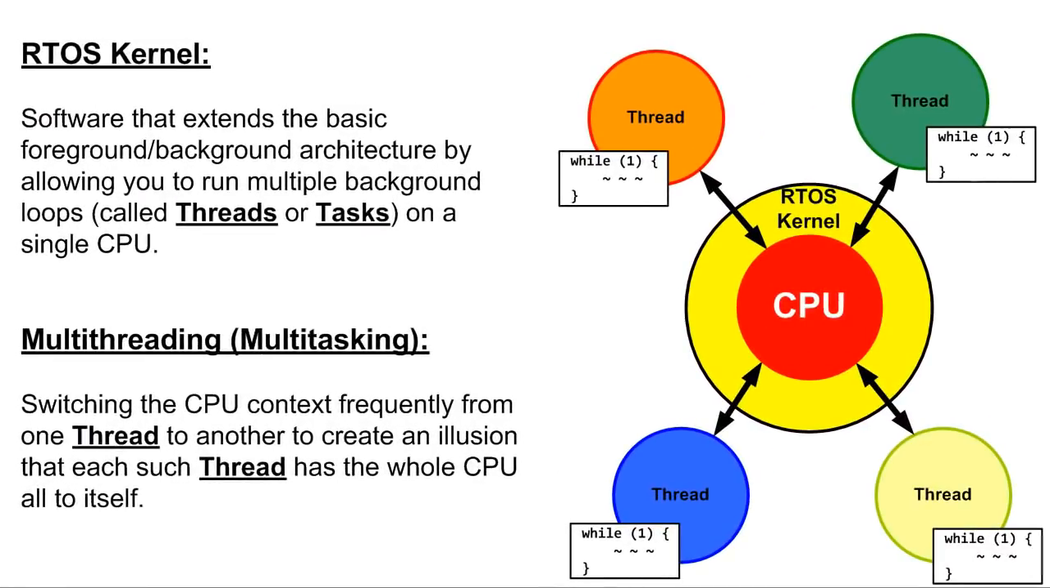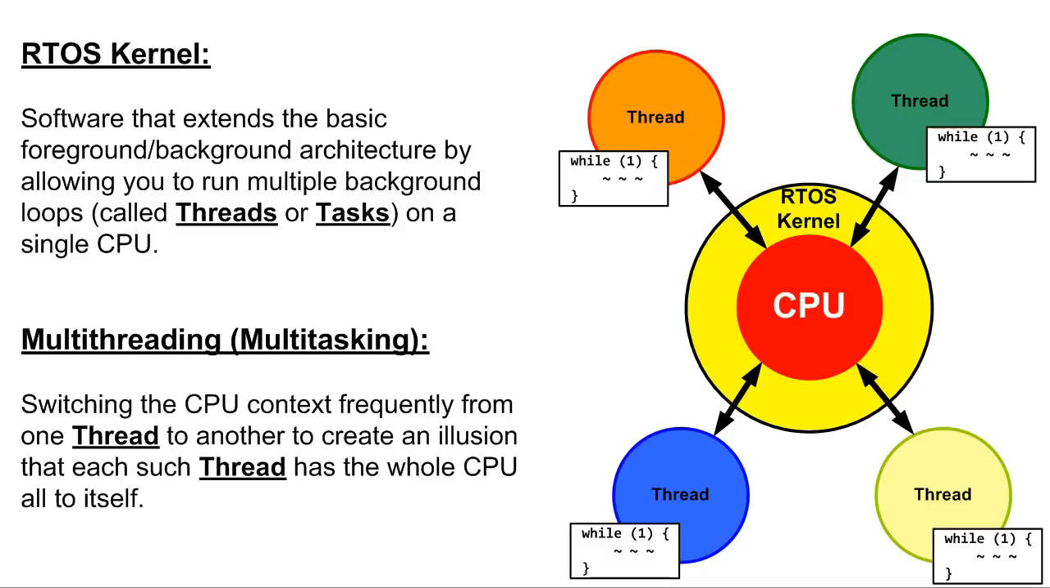This turned out to be the central idea behind a real-time operating system, RTOS, whose main job is exactly to extend the foreground-background architecture by allowing you to run multiple background loops on a single CPU, and to create an illusion of concurrent execution by frequently switching the CPU among all these loops.